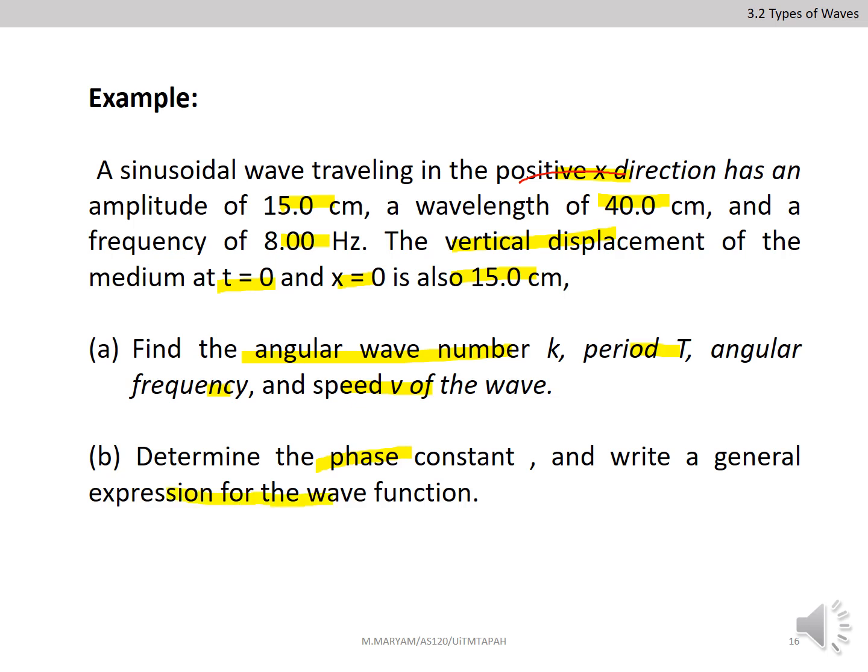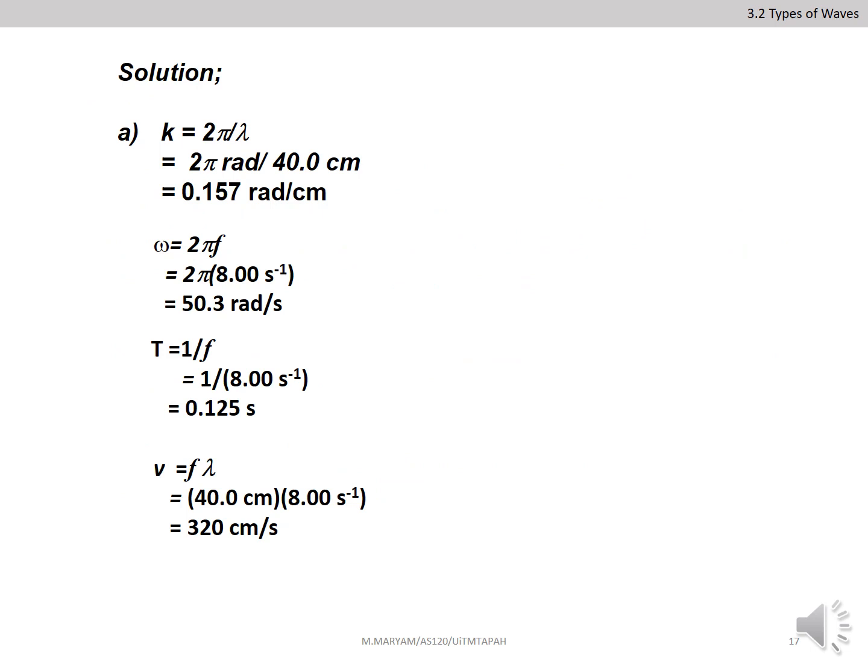The first one is k, which is the wave number, equal to 2 pi divided by lambda. 2 pi is a constant, lambda is already given in the question. So just substitute 40 centimeter here. So we got 0.157 radian per centimeter. Centimeter here because the lambda is in centimeter. Omega equals 2 pi f. f is already given, 8 per second. So substitute, we got 50.3 radian per second.